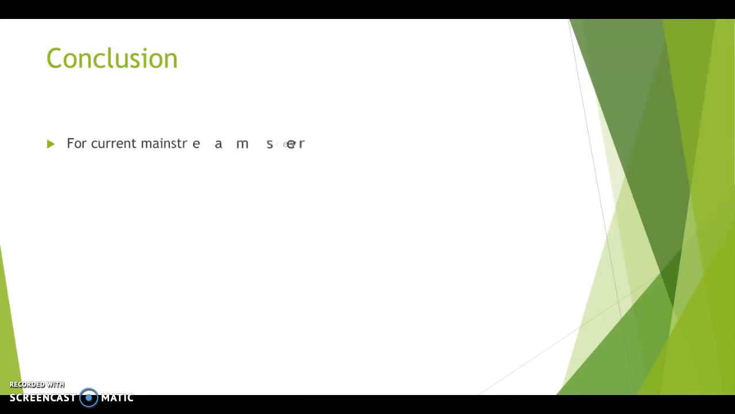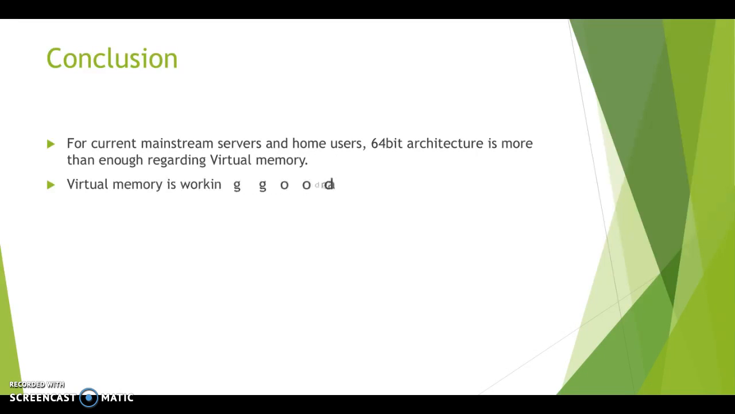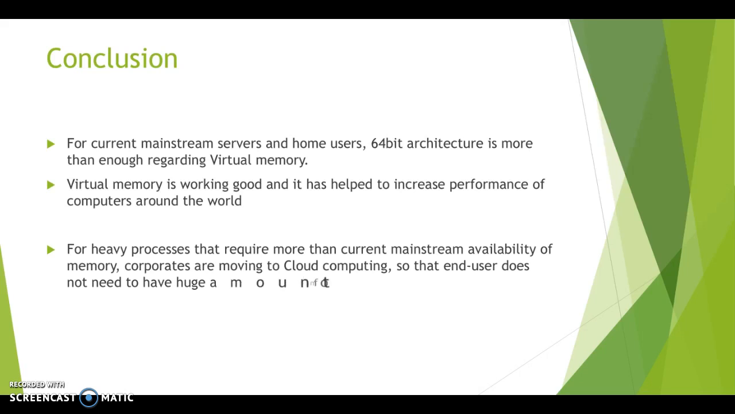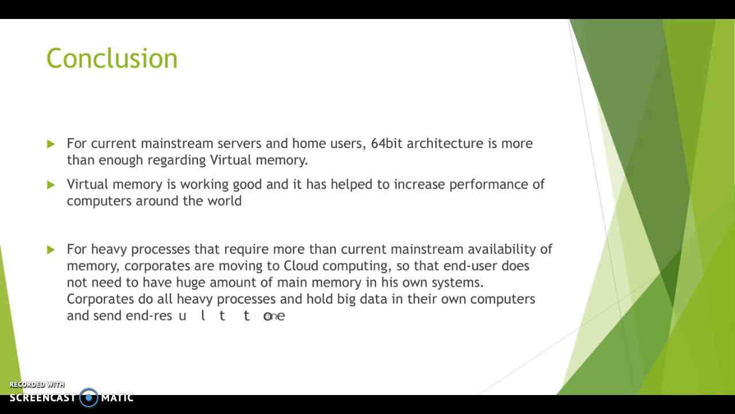For current mainstream server and home users, the 64-bit structure is more than enough regarding virtual memory. Virtual memory is working well and has helped to increase the performance of computers around the world. For heavy processes that require more than the current mainstream availability of memory, corporates are usually moving to cloud computing, so that the end user does not need to have a huge amount of main memory in their own systems. Corporates do all the heavy processing and hold the big data in their own computer memory, and they process it and send the end result to the end user as an optimized resource.